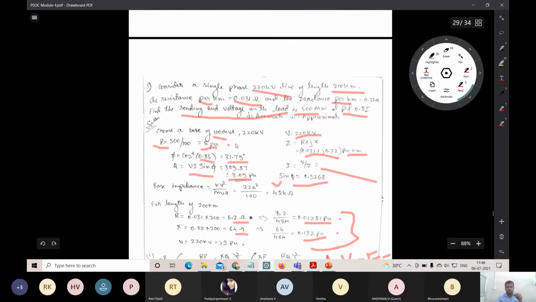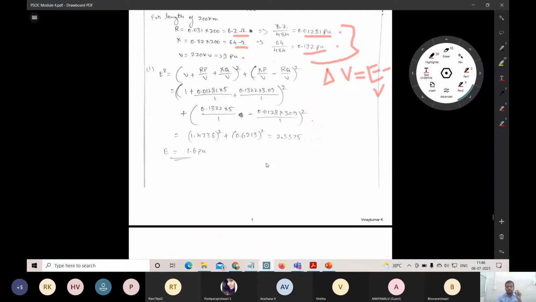Here we have P as 5 and Q as 3.09. Don't forget to convert that into per unit values. If you don't, you can also solve the problem using the same real values, but your answer will be wrong, because here the data is given in different units. When the data is given in different units, you have to bring all those units into one unit. That unit is our per unit, PU.